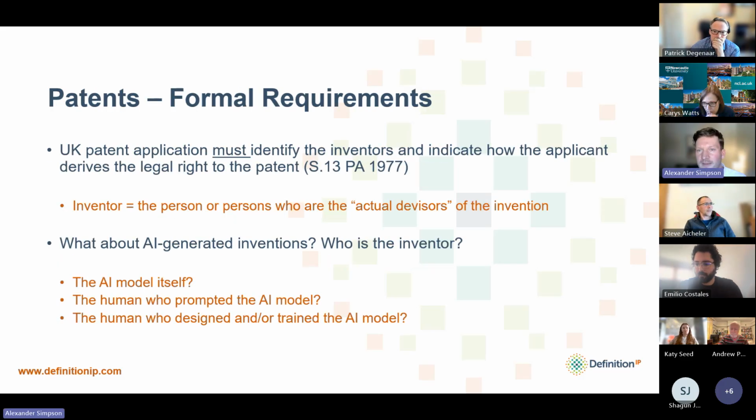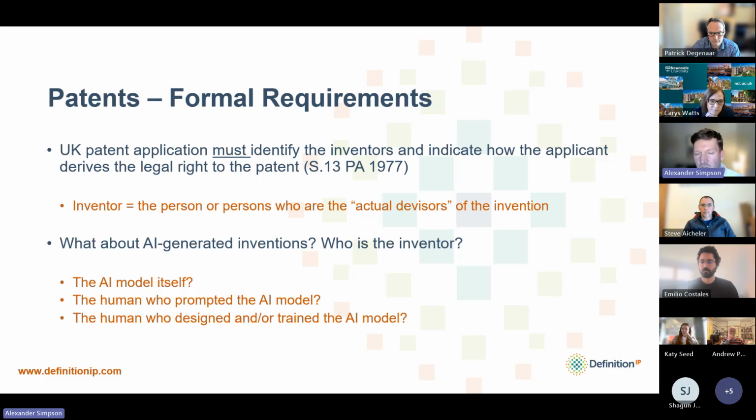Very briefly, as it's relevant to this, as well as novelty and inventiveness, there are some formal requirements that all patent applications have to comply with. One of them is that in the application process, you have to identify who the inventors are, and you also have to indicate how the applicant has the legal right to the patent, because that also flows from the inventors.